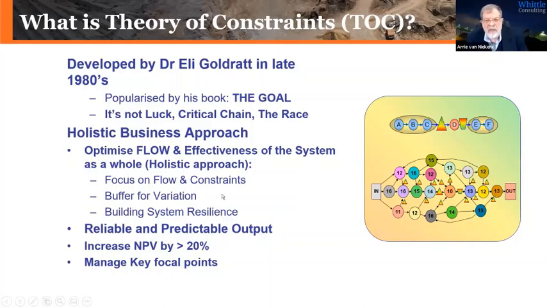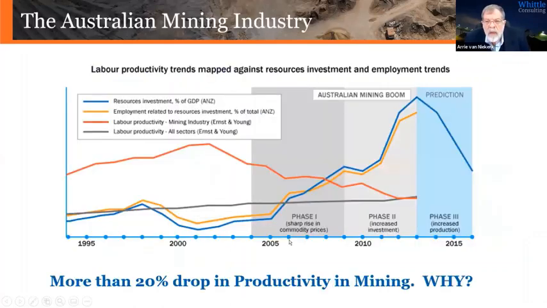It's a little bit different from the normal way we do it. And typically we see a net present value improvement of 20% or more. And it's all about creating reliable and predictable flow. I want to share two slides with you just to whet your appetite for the rest of the conversation.